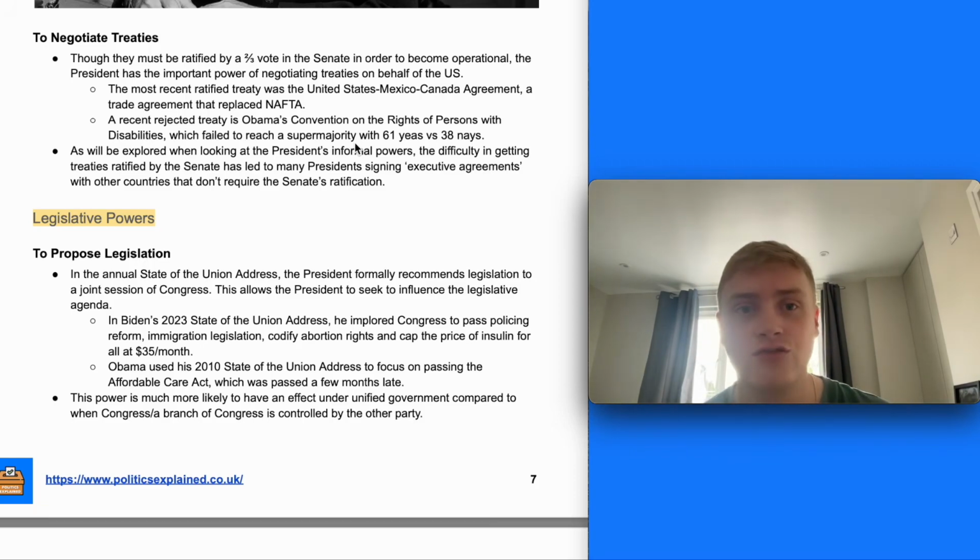The most recent ratified treaty was the United States-Mexico-Canada agreement that replaced NAFTA, and a recently rejected treaty was Obama's Convention on the Rights of Persons with Disabilities. But as will be explored when looking at the president's informal powers, the difficulty in getting treaties ratified by the Senate has led to many presidents signing executive agreements with other countries that don't require the Senate's ratification.